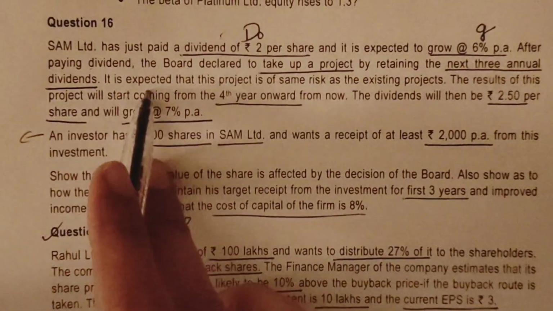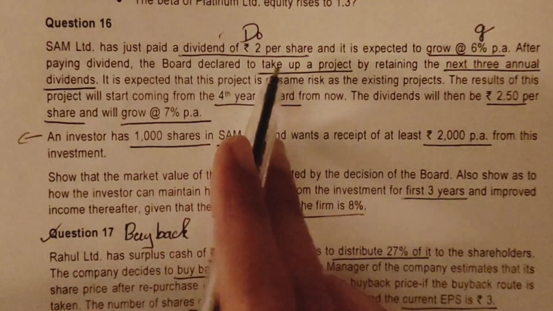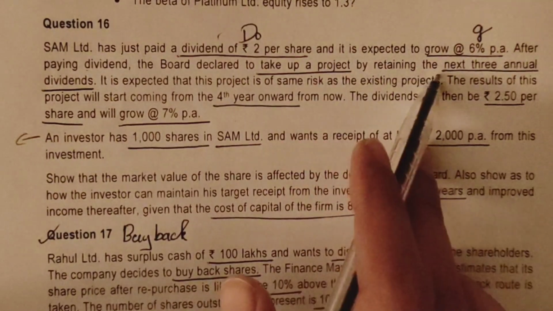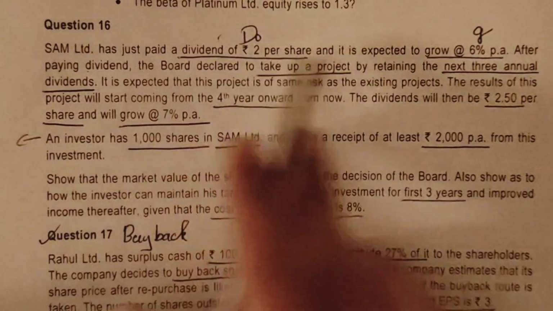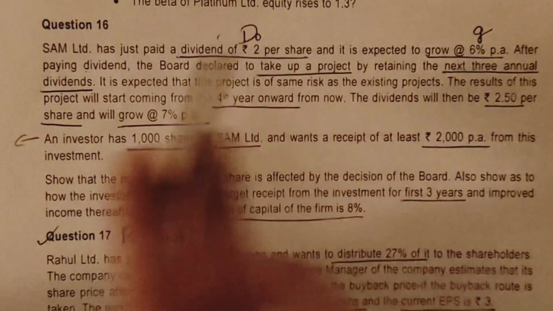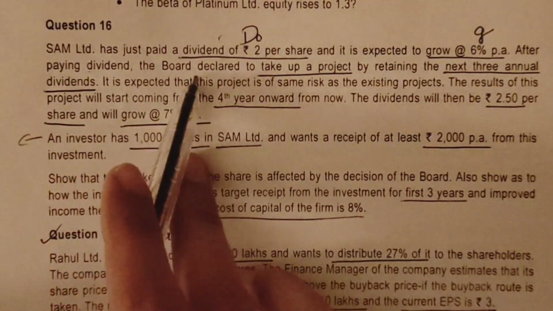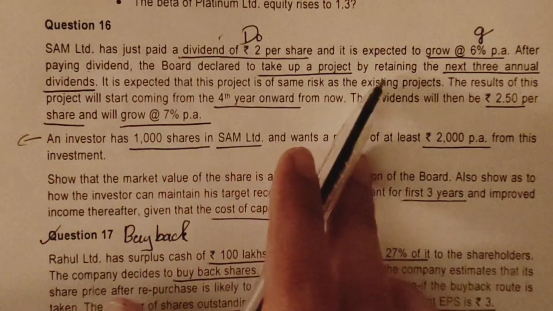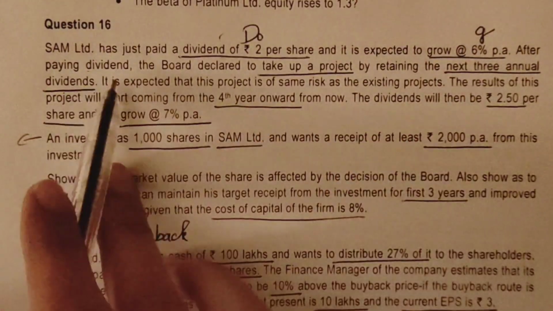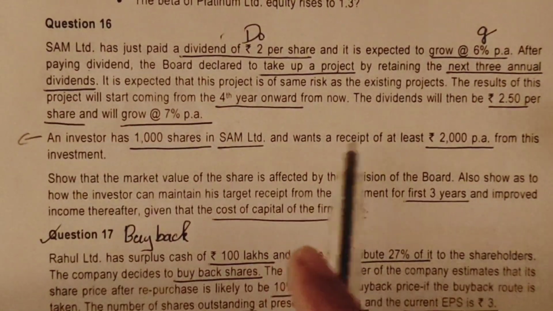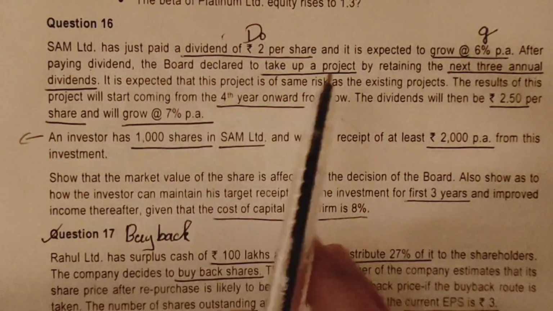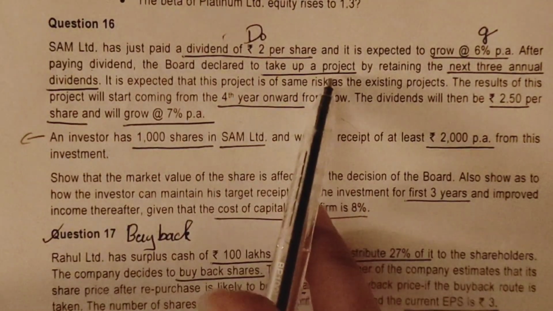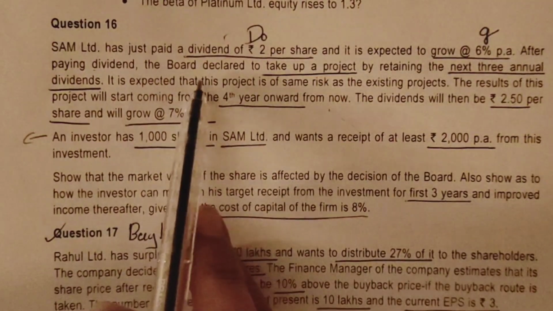SAM Limited has just paid a dividend of 2 per share and it is expected to grow at the rate 6% per annum. So D0 is 2 per share and growth rate is 6%. After paying dividend, board declared to take up a project by retaining the next 3 annual dividends. So next 3 annual dividends declare ചെയ്യുന്നില്ല, retain ചെയ്തിട്ട് പുതിയൊരു പ്രോജക്റ്റിൽ ഇൻവെസ്റ്റ് ചെയ്യാനായിട്ട് ബോർഡ് ഡിസൈഡ് ചെയ്തു.